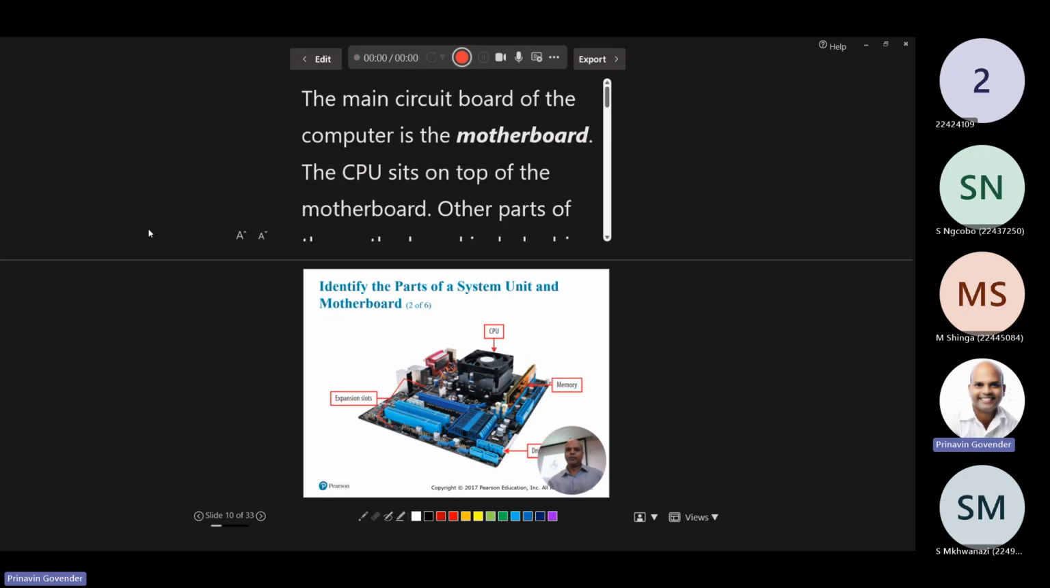Right. There's the motherboard. I told you, the motherboard. See, out of respect for our mothers, the mothers give birth to us, they look after us and all that goes. We got motherboard, right? I don't know why, but we're calling it motherboard.